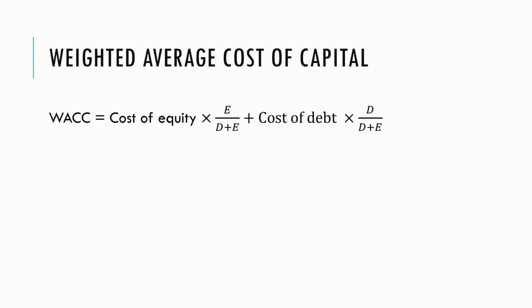Now what is the weighted average cost of capital? Weighted average cost of capital is the cost of equity, that means your ERI that you have calculated, and the cost of debt that you have calculated according to the last slide. And what is this? These are the percentage of share. So the total is D plus E, and if you divide E by D plus E, that will give you the share of equity, and if you divide the D by D plus E, that will give you the share of debt. So this is the weighted average cost of capital.